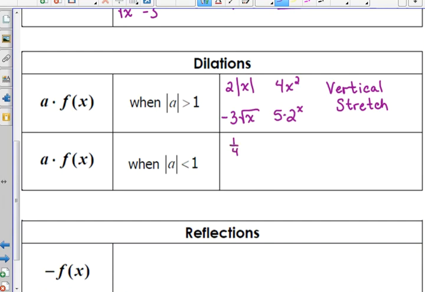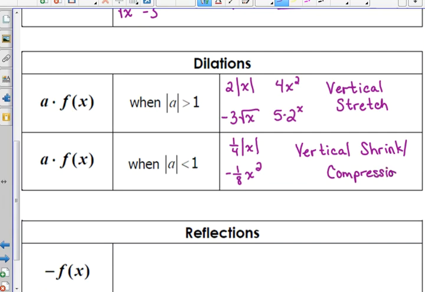And similarly, when our value is less than 1, so 1/4 absolute value of x, -1/8 x squared, that would be a vertical shrink, or you may also see the term compression. It's either a vertical shrink or a compression. Now, be careful. A lot of people tend to want to say that when A is a fraction, it's always a vertical shrink or a vertical compression.